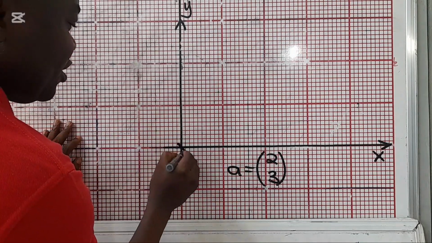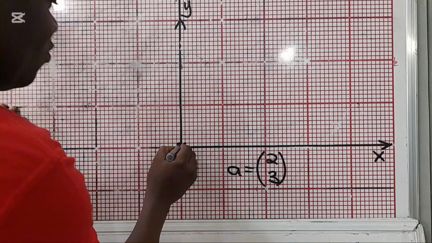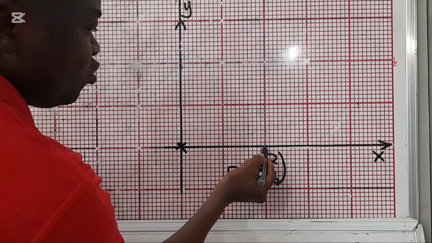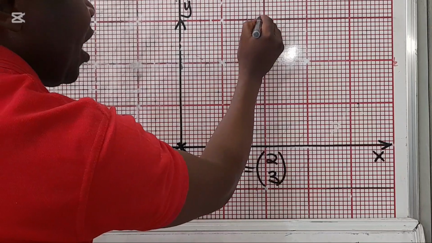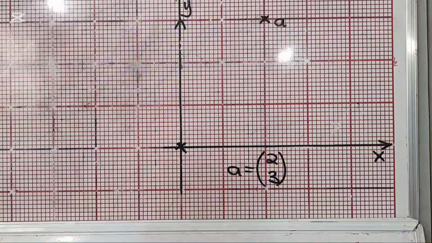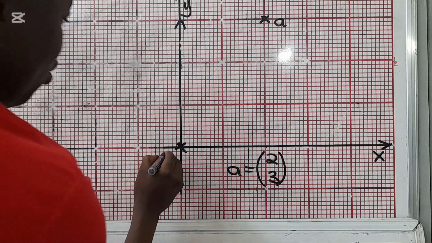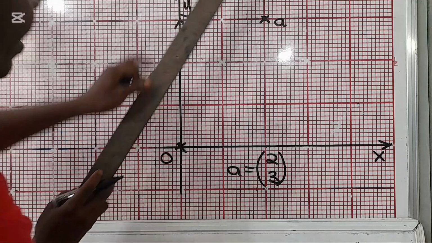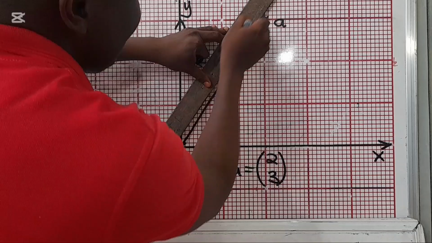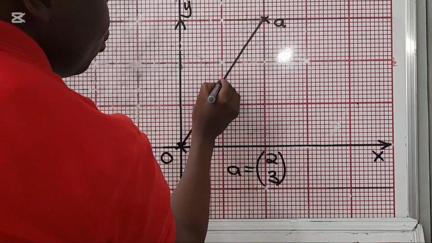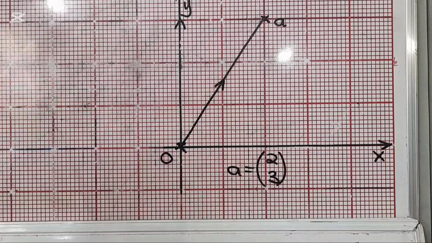Let's start from the origin here. 2 to the right, 1, 2, and 3 up, 1, 2, 3. So our point A is there. 2 to the right and 3 up. If our origin is O, the vector is at A, meaning from O to A. This is what we mean.